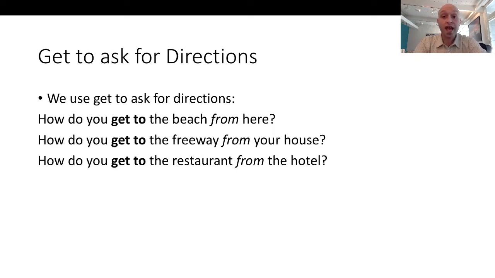We also use get when asking for directions. And you can see a pattern here. How do you get to the beach from here? How do you get to the freeway from your house? How do you get to the restaurant from the hotel? So we can see that pattern of getting to somewhere from somewhere else. That is by far the most common way to ask for directions in American English.